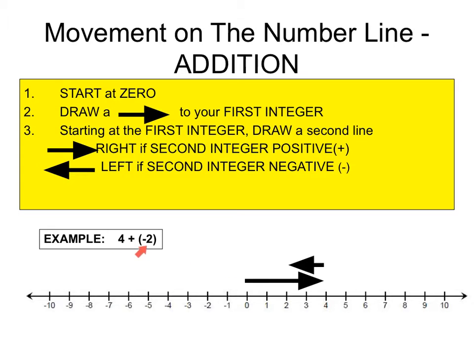When we have 4 plus negative 2, it's going to equal 2. So 4 plus negative 2 is equal to 2.